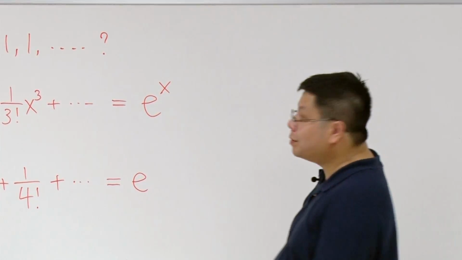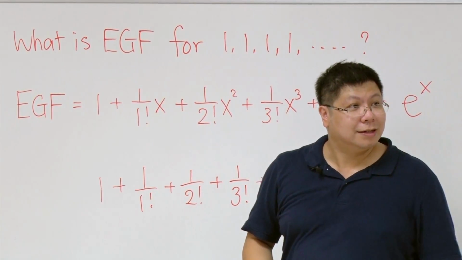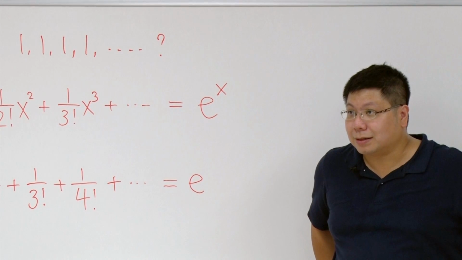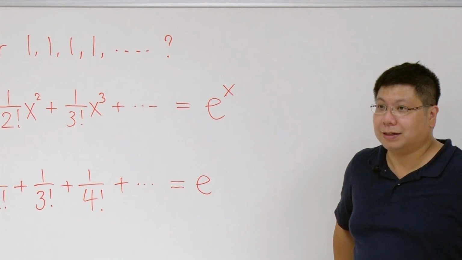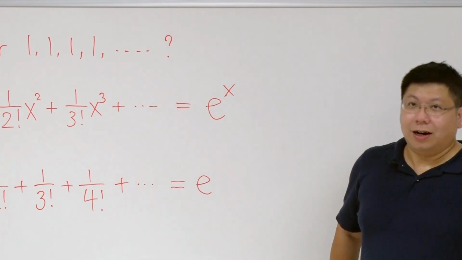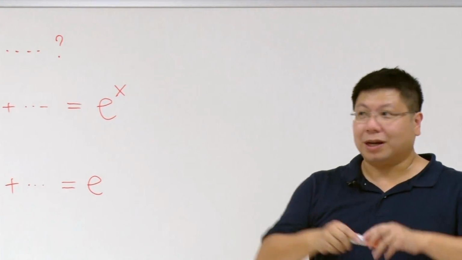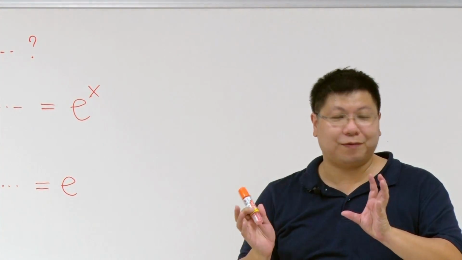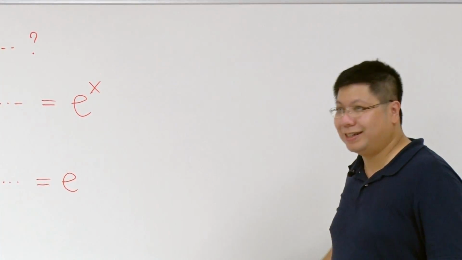So if you see later that something like this appears, then immediately you can simplify this as e to the power x. This will help us to simplify the calculation in a lot of cases. Okay, so how about we take a 10 minutes break and then we come back. We will really see how exponential generating function is related to counting permutations problem. Okay, thank you. Let's take a break.